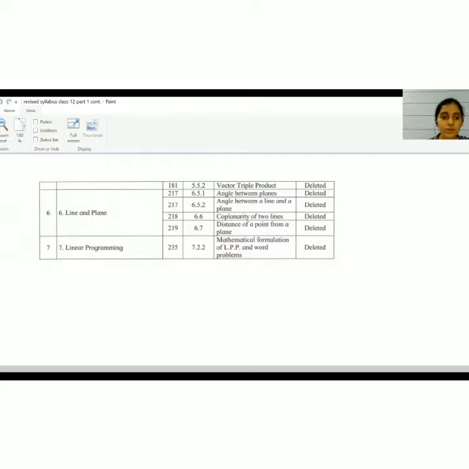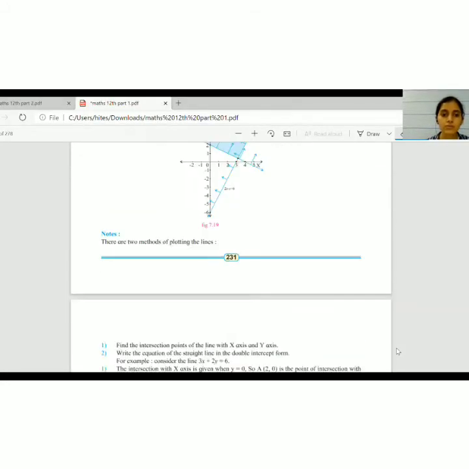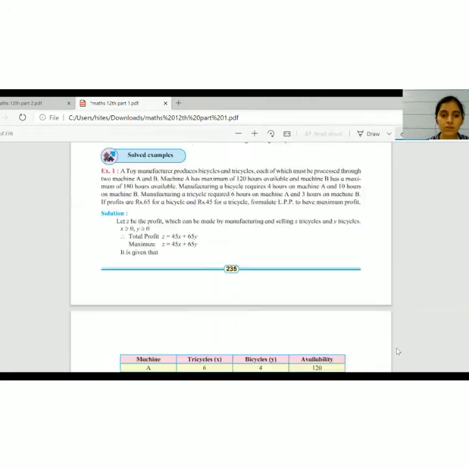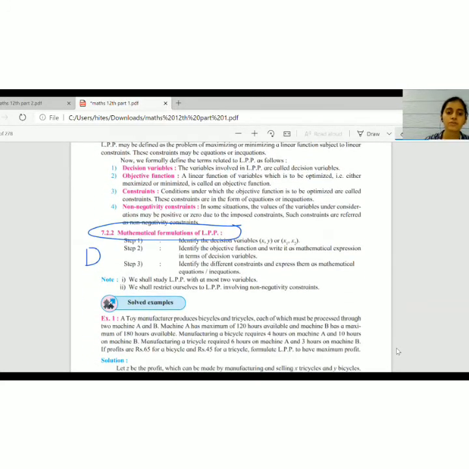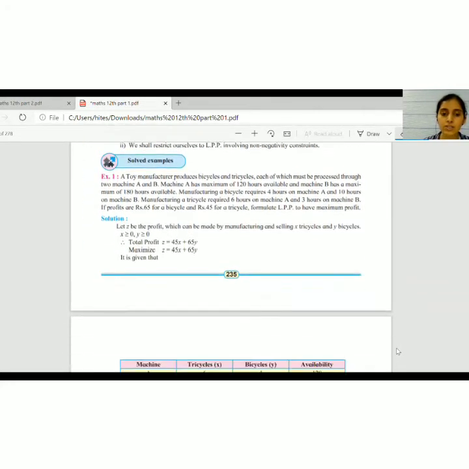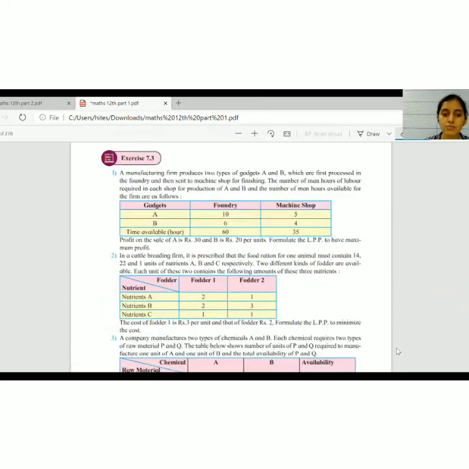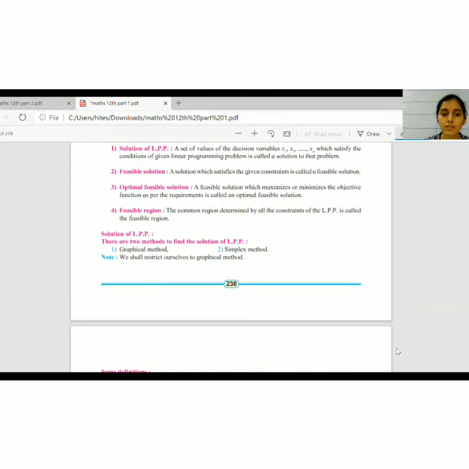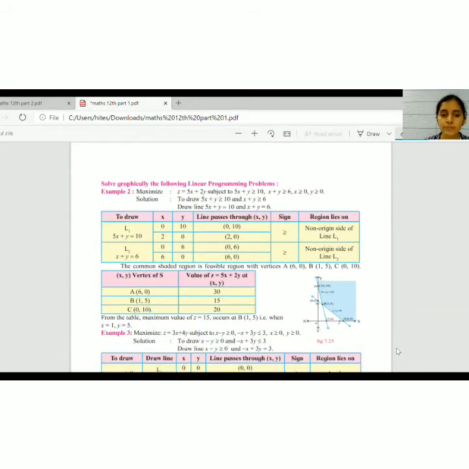Which part are we talking about? Yeah. So LPP, let's go. I think it's in the end, the topic here. So you see I've circled it. 7.2.2 mathematical formulations of LPP is excluded. Okay, and the numerical word problems that we have on the same is not there. So anything below that will not be included. Clear?